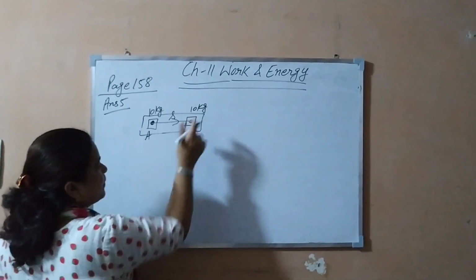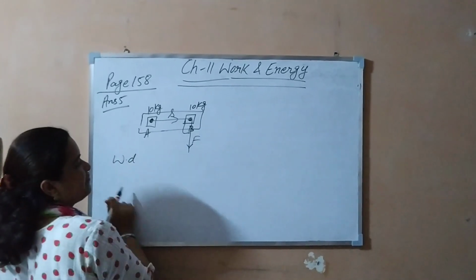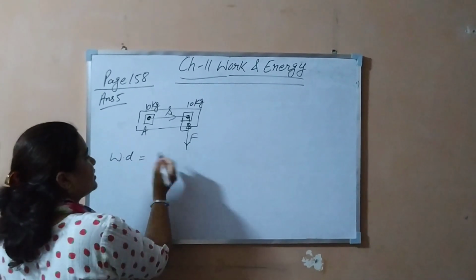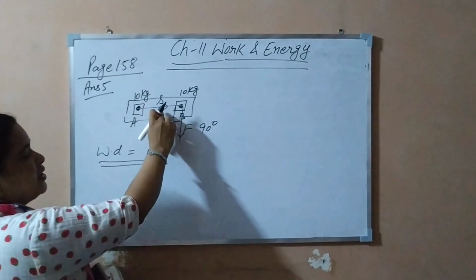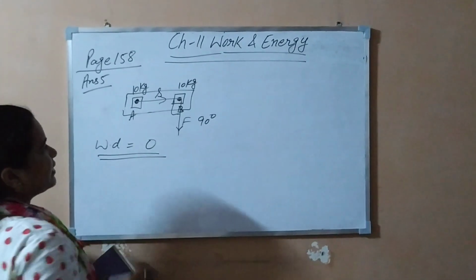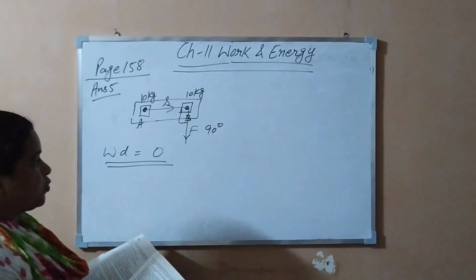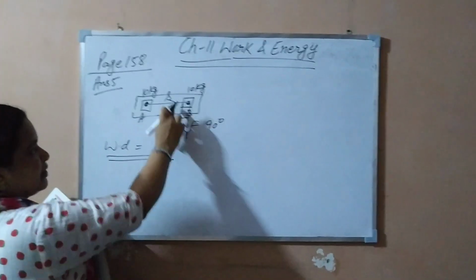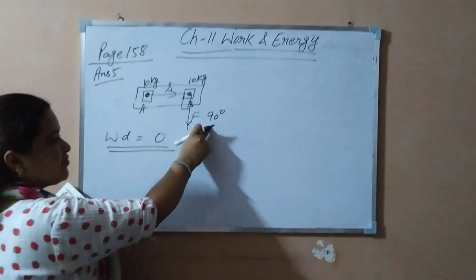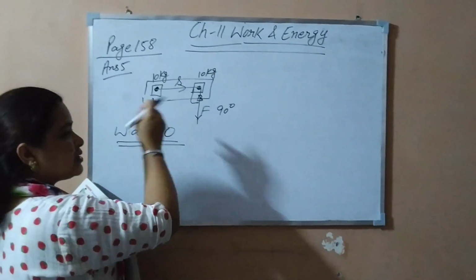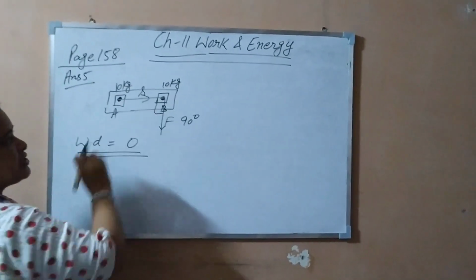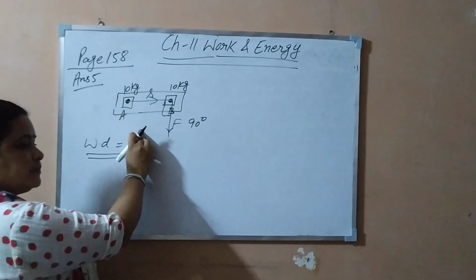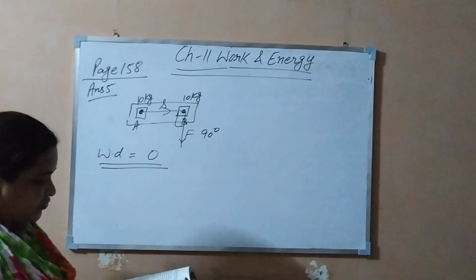So what is this? They both are perpendicular. When F and S are perpendicular to each other, that is, there is a 90-degree angle between them, we say that the work done is 0. Whenever the angle between displacement and force is 90 degrees, the work done is 0. In senior classes you will use the formula F S cos theta, and when we put cos 90 degrees, the answer comes 0. But simply in 9th class NCERT it is explained that whenever force and displacement are perpendicular, the work done is 0. So this is your fifth question.